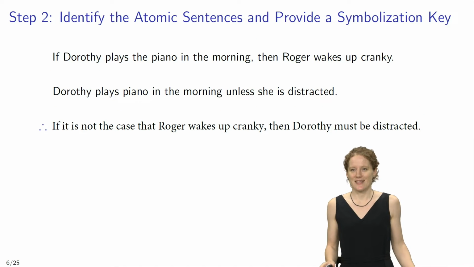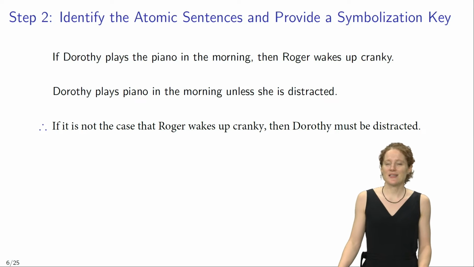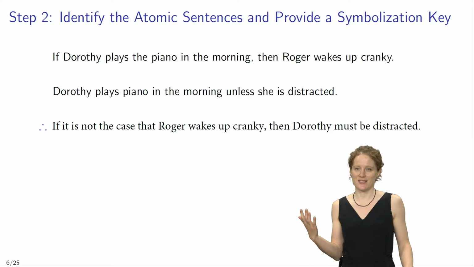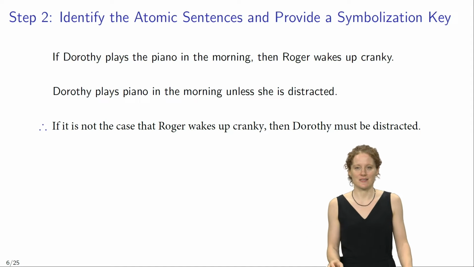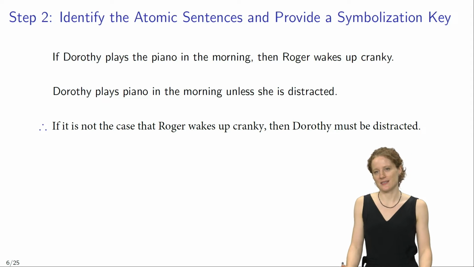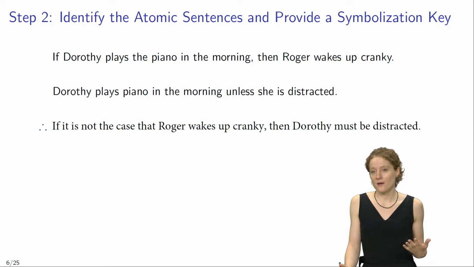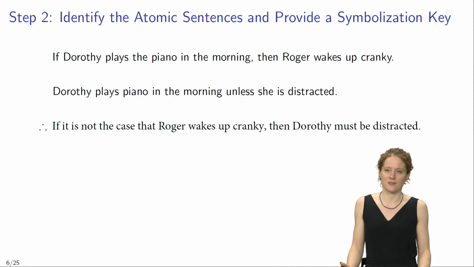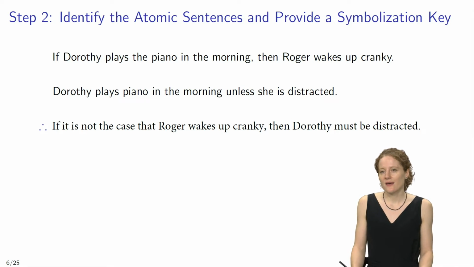The second step in the symbolization process is to identify the atomic sentences and to provide a symbolization key for these atomic sentences. So let's see, what are the atomic sentences in this example? The atomic sentences, as you may recall, are the smallest units of language that can be evaluated for truth and falsity. In this case here, we have at least three different atomic sentences. Let's see what they are.